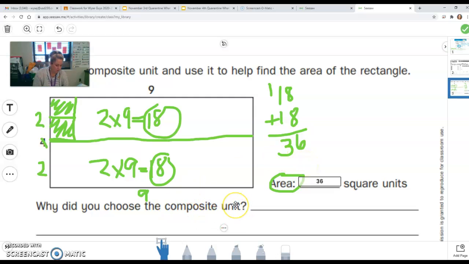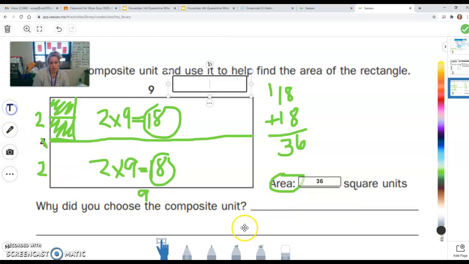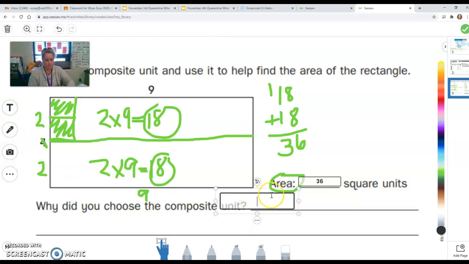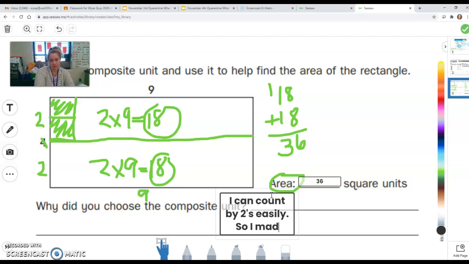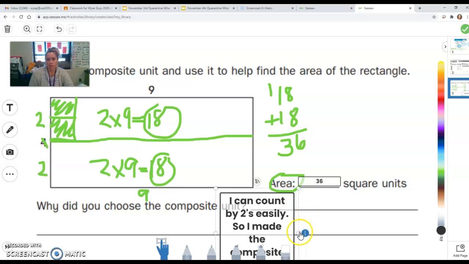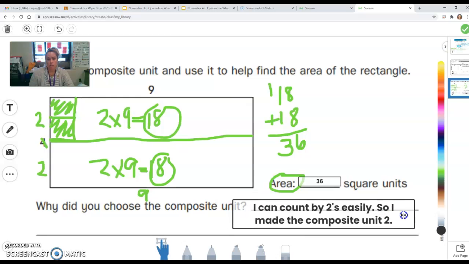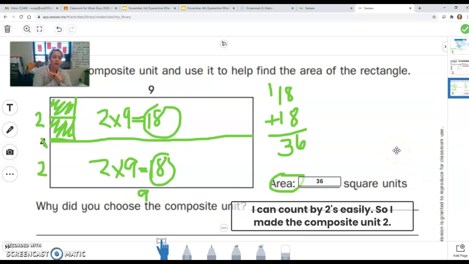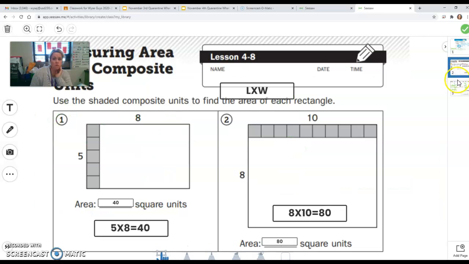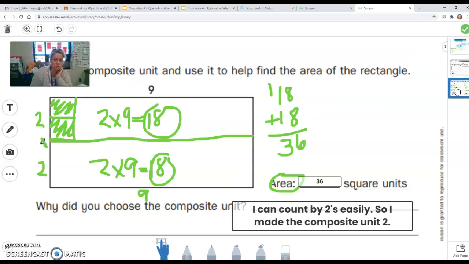And why did I choose that composite unit? Well, I can count by 2s easily. So I made the composite unit 2. You want to make these problems as easy as you can for yourself. So if you can count by 5s really well, 2s really well, and 10s, which is what we've practiced here, then those are good composite units to use.